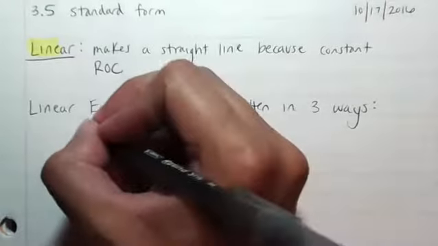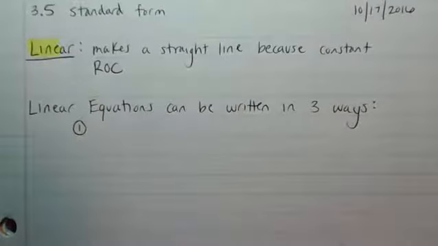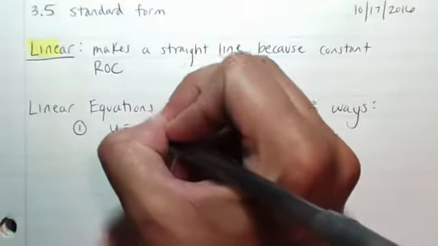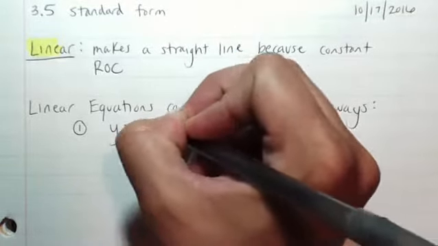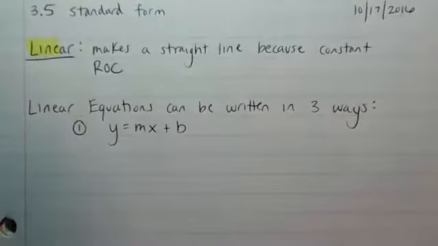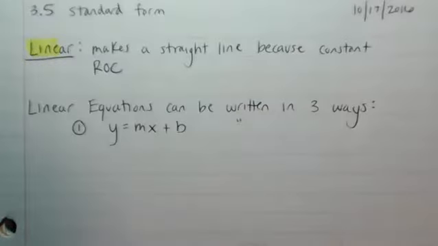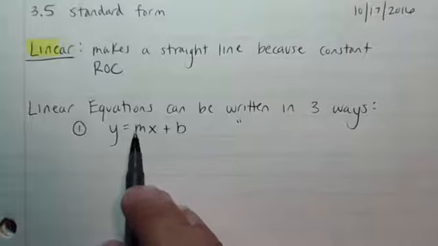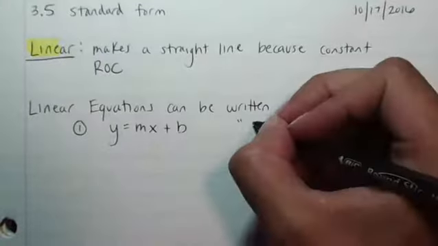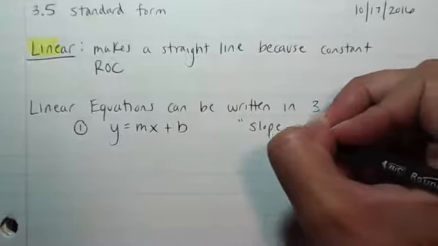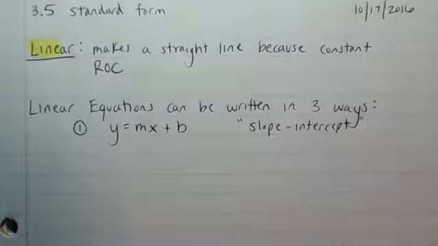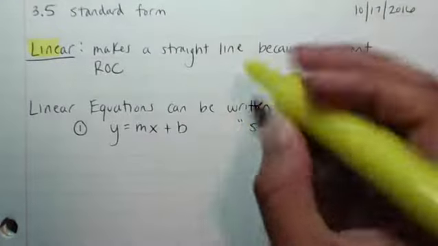Okay, the first way is what you learned last year in 7th grade pre-AP. What we already reviewed, and it's the most common form of linear equations, and that's y equals mx plus b. Now what's the name of this form? Okay, slope-intercept form, because m is the slope, b is the y-intercept. So this is called slope-intercept form. Go ahead and highlight that, slope-intercept.